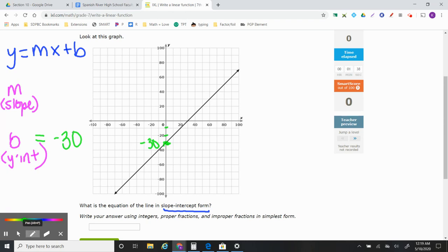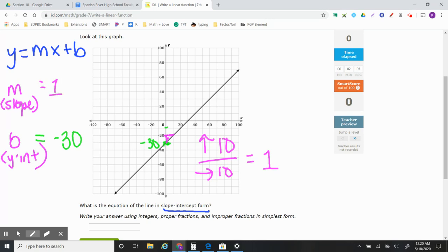And then I want to know how much it's increasing by. My slope means how much it's going up or down by. So this is going up one of these boxes and over one of these boxes. And like I said before, it's going by 10. So it's going up 10 and then over 10. But with this, we need to know how to simplify. So 10 over 10 equals 1. So my slope is 1.